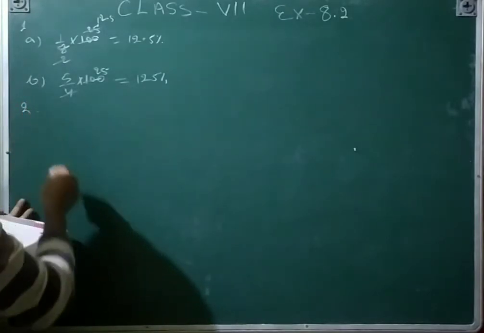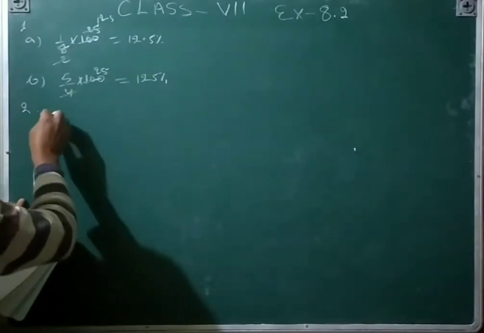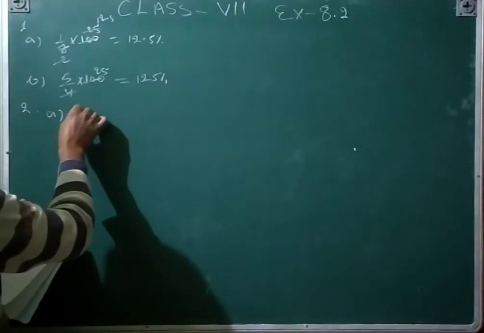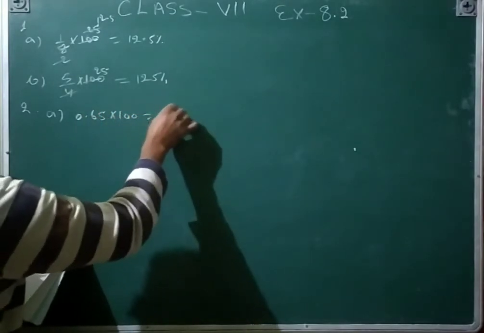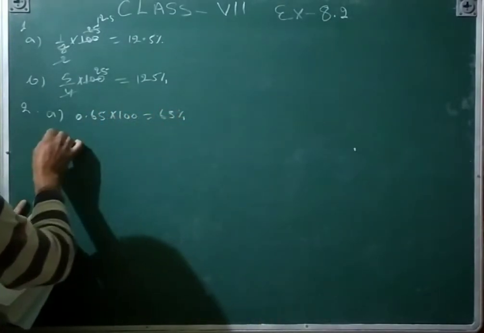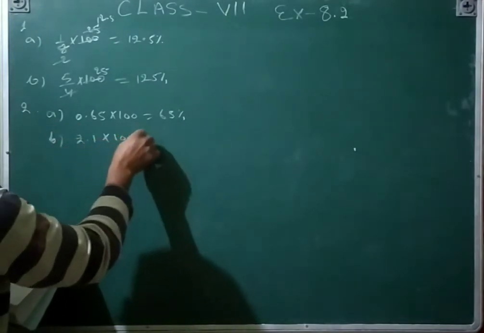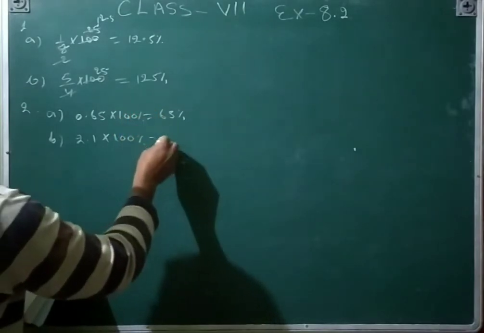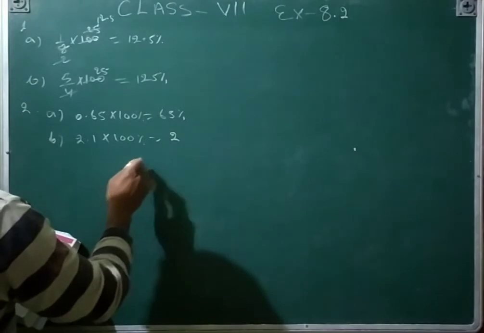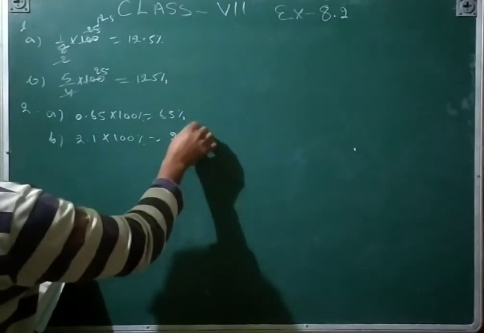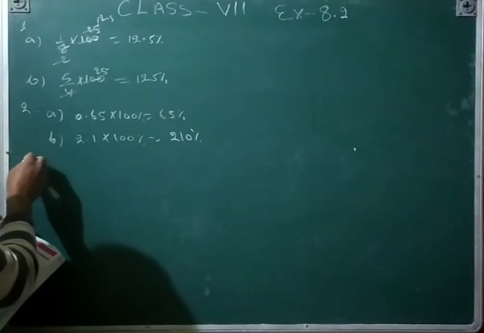Second question: convert the given decimal fraction to percentage. So A part: 0.65 into 100 is equal to 65%. And then B part: 2.1 into 100 percent is equal to, that will be 2.1 multiplied by 100, that will be 210%. And then similarly you can do the other two parts.